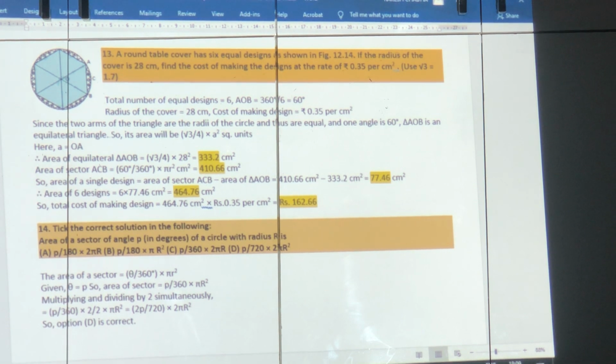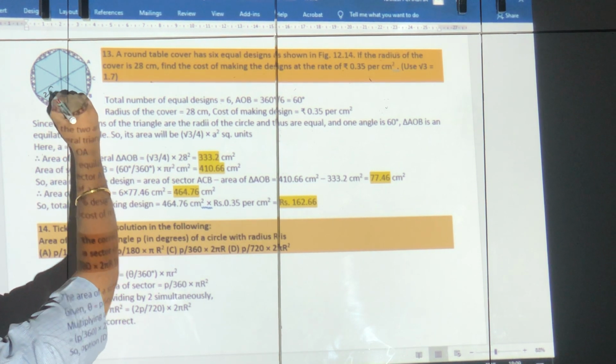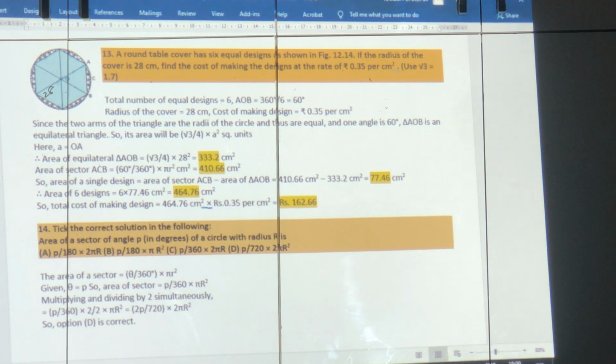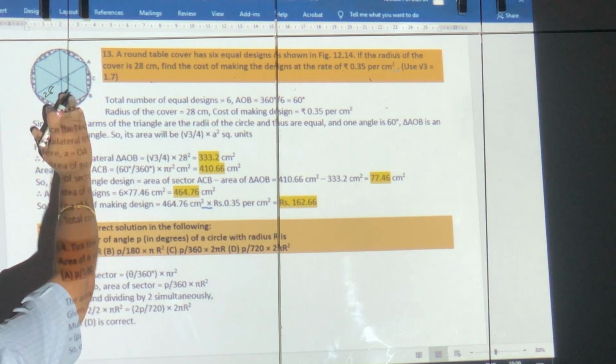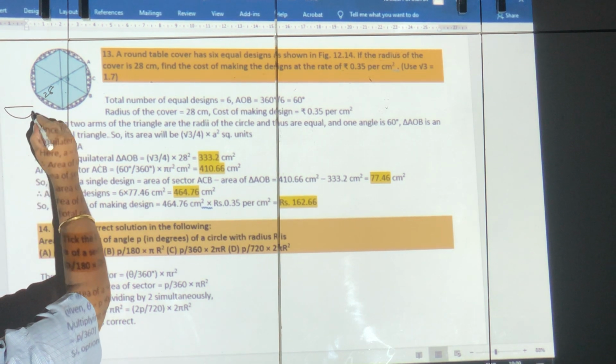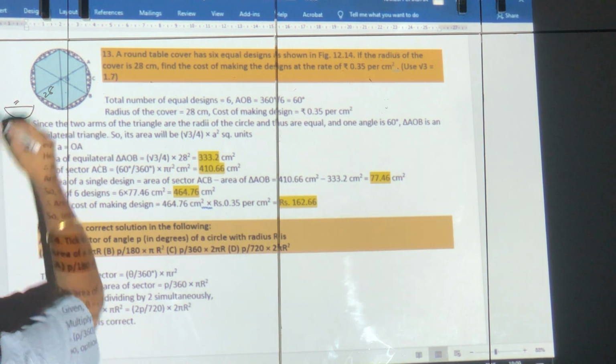Find the cost. Radius is 28, my friends, so no problems. I have 28. Find the cost of making a design if the rate is 0.35. I am not making the design everywhere, I am only making the design in the sector. How to find the area of the sector, my friends?